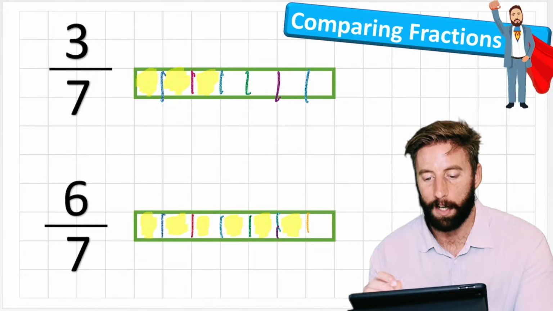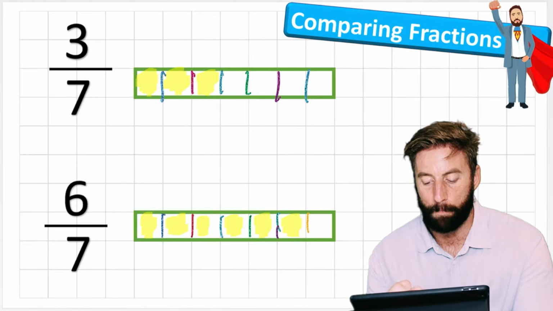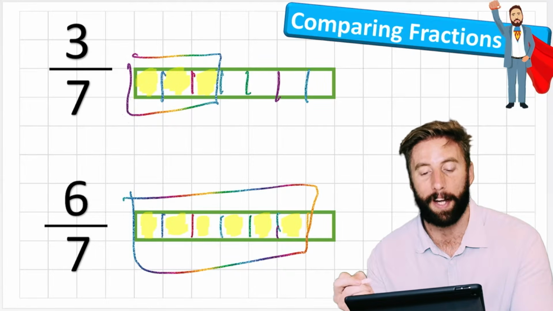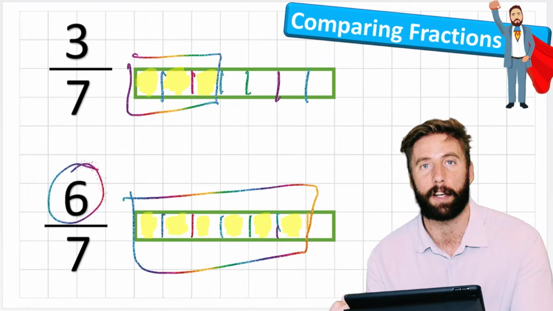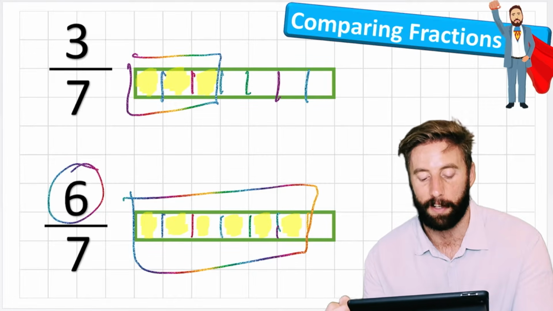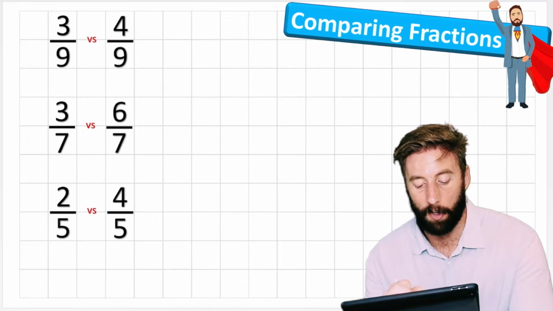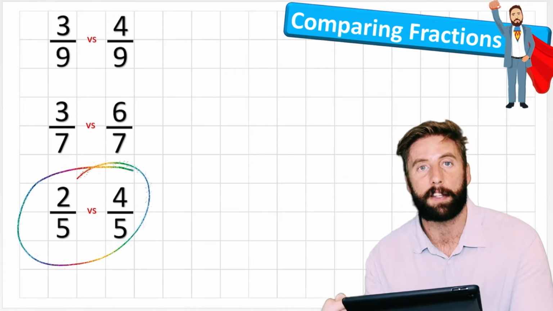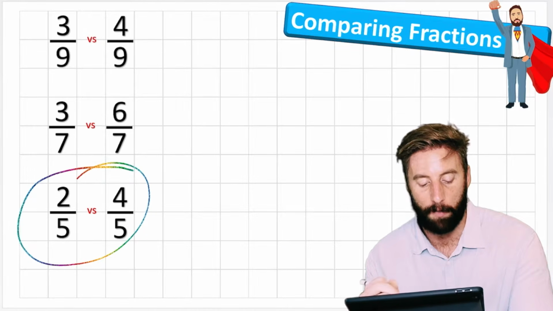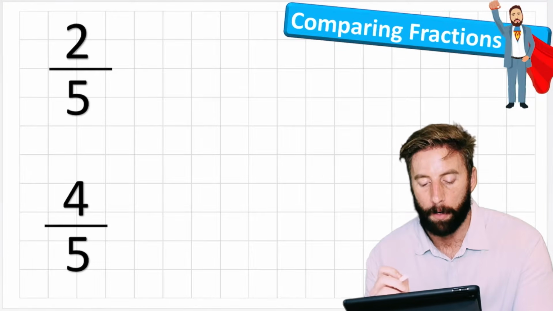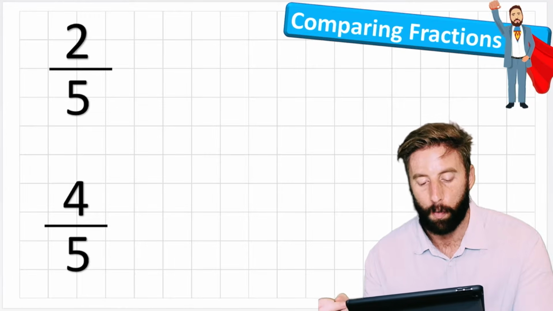So it's pretty obvious, isn't it, which one we would rather have? We've got much more in this one than we have in this one. So again, the greater numerator wins, or is greater. Let's have a look at our final question. Let's have a look at 2/5 versus 4/5 and see if the same rule applies. Now this time I'm going to try and do it without drawing my bar models, and just think through the question.